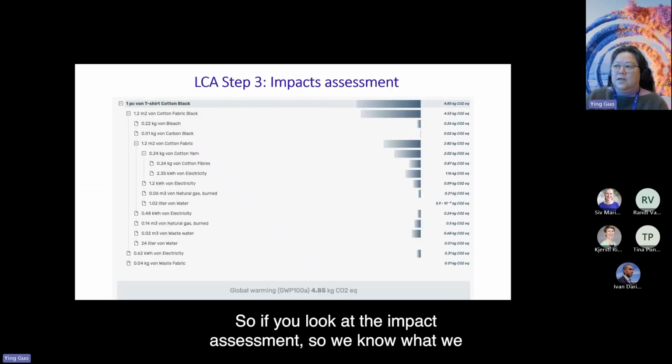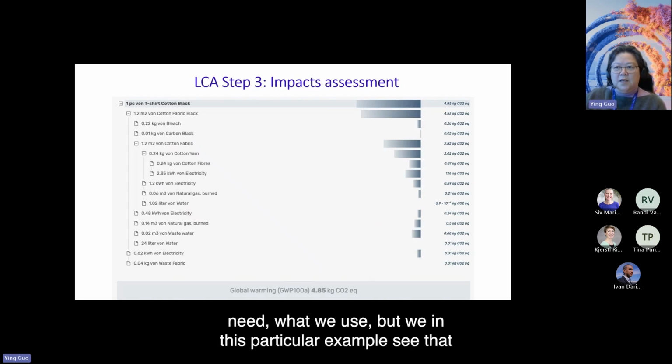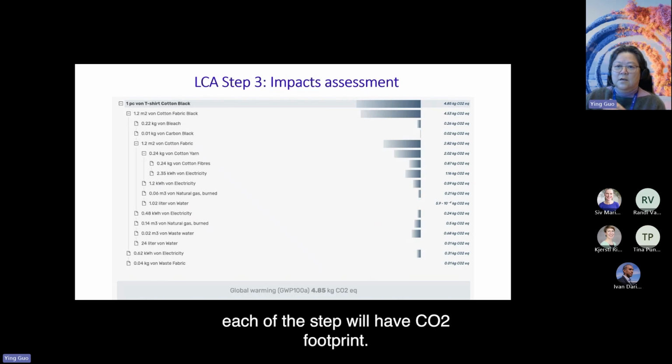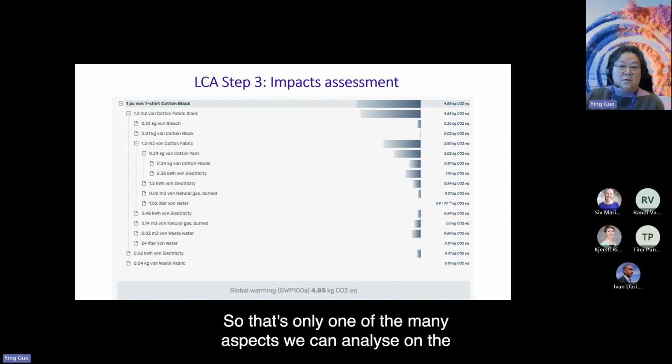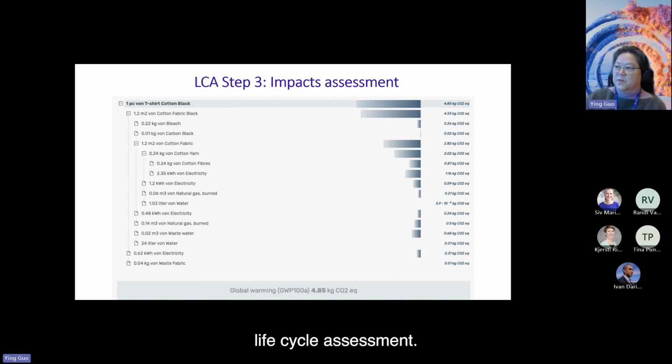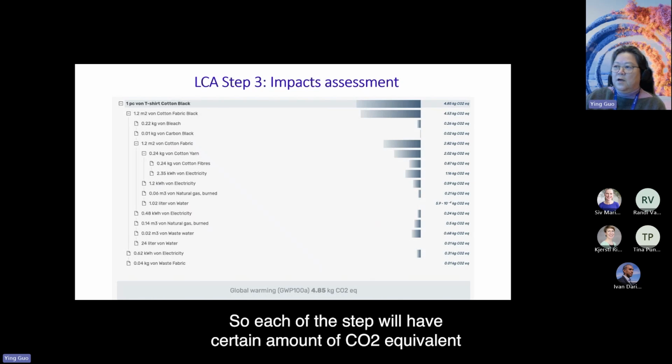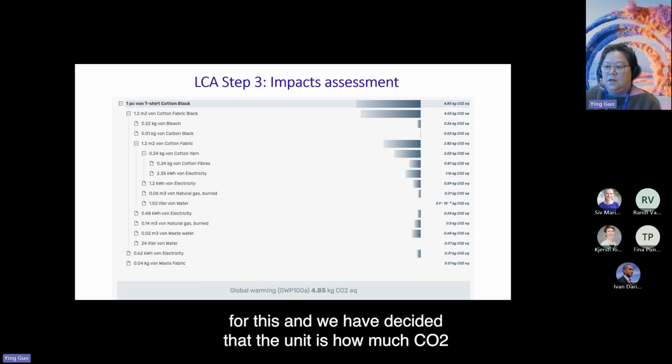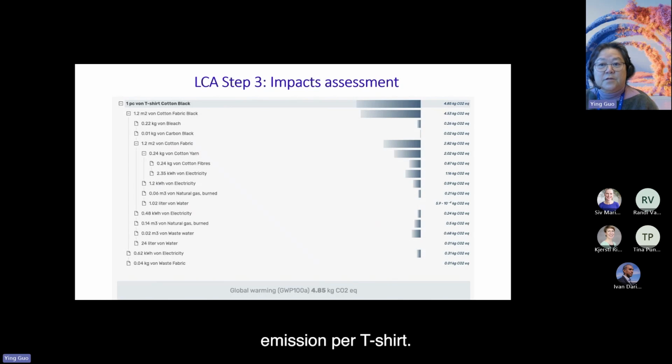So if you look at the impact assessment, so we know what we need, what we use, but in this particular example, we see that each of the steps will have a CO2 footprint. So that's only one of the many aspects we can analyze in the life cycle assessment. So each of the steps will have a certain amount of CO2 equivalent for this. And we have decided that the unit is how much CO2 emission per t-shirt.